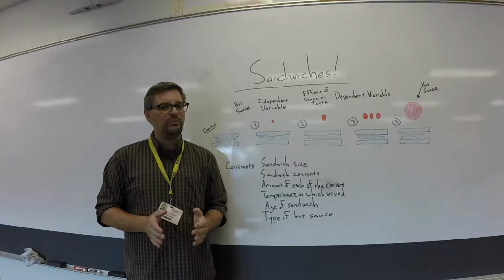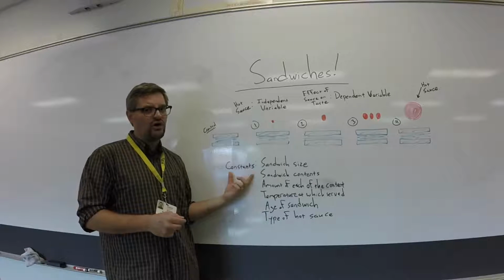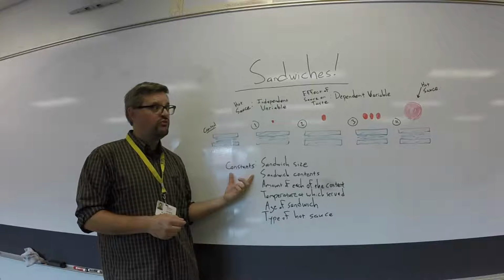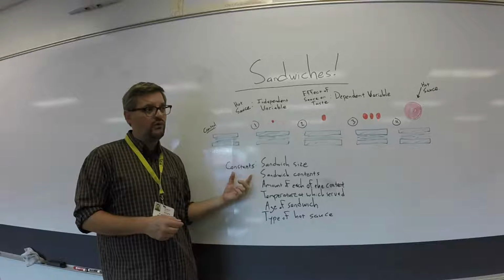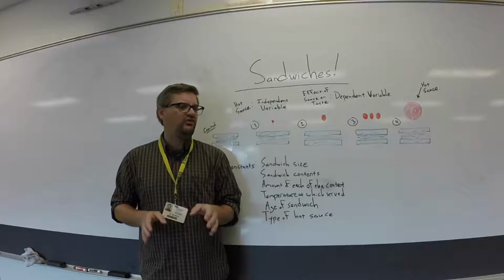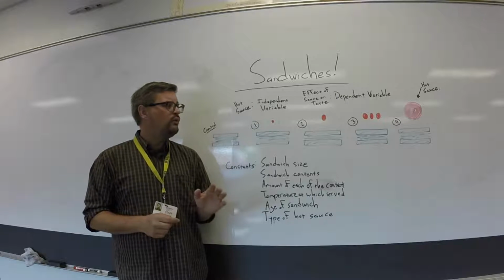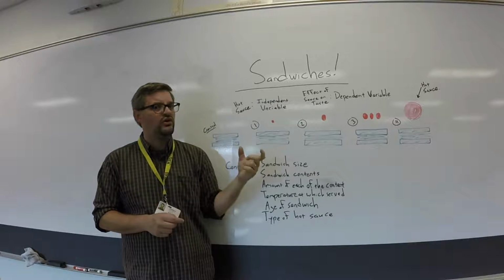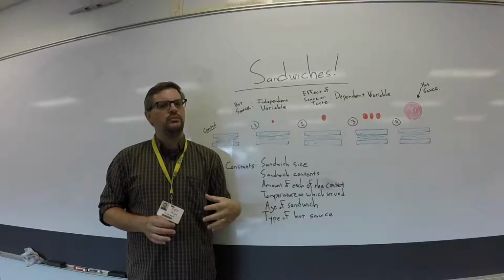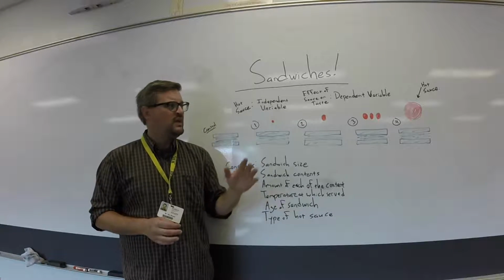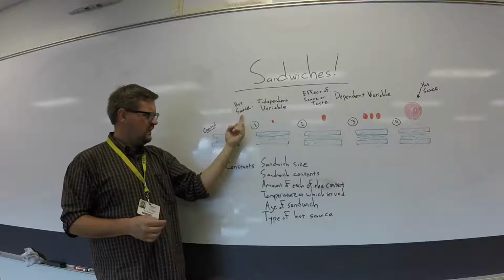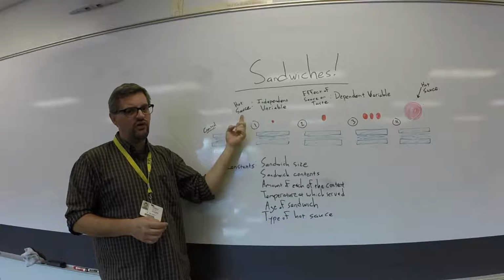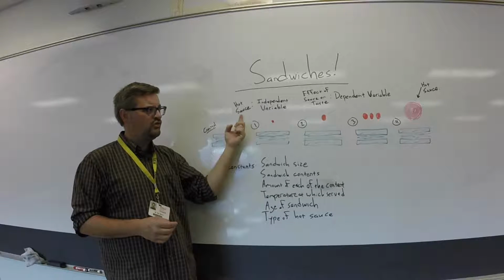In a controlled experiment, these are our constants. We could vary them, but we choose not to. Because in a controlled scientific experiment, we only want to have one independent variable, one variable that we as the experimenters are manipulating. In this instance, it's the amount of hot sauce that's going to go on each sandwich.